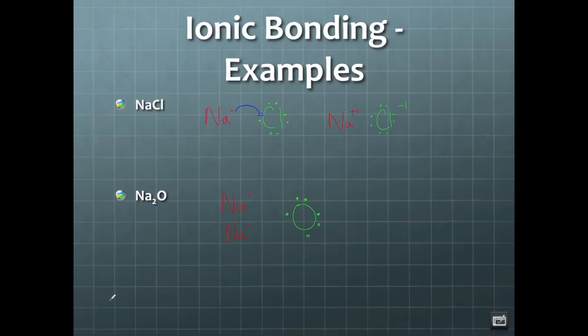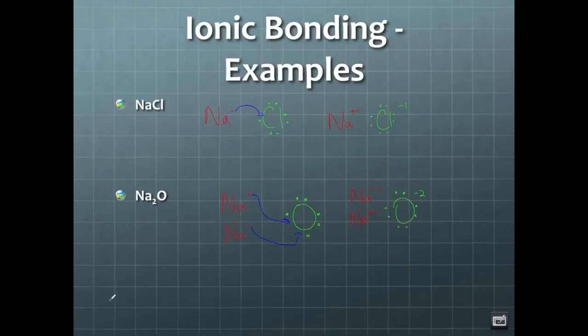And so now we're going to transfer our electrons again. We're going to transfer 1 electron from one sodium and 1 electron from our other sodium. So now each of my sodiums has a +1 because it lost 1 electron. And my oxygen has 8 electrons. It gained 2. And so because oxygen gained 2 electrons, it gets a -2 charge. So that's ionic bonding. We're going to actually transfer our electrons.